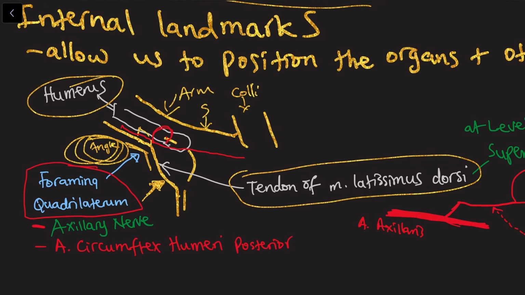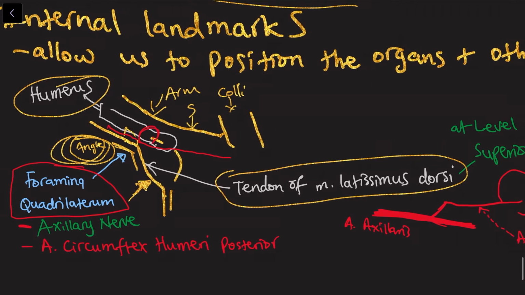Within there, you will find the axillary nerve, and you also find the arteria circumflexa humeri posterior. The posterior circumflex humeral artery and the axillary nerve, nervus axillaris, pass through the foramen quadrilaterum. It's a very important one, especially for the orthopedic guys.